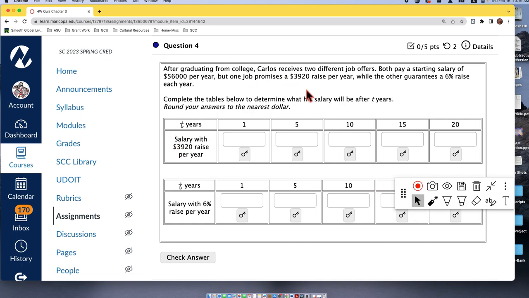Okay, so what we're going to take a look at is kind of getting back to chapter 2, which was linear equations. This one is going to be exponential type equations, or percent growth. So we've got 2 job offers. They both have a starting salary of $56,000, not too bad. One is going to give an amount of a raise, $3,920 a year, every year. That sounds good. The other guarantees a 6% raise each year. Then we're asked to complete these tables.